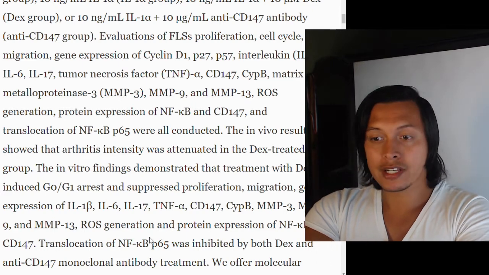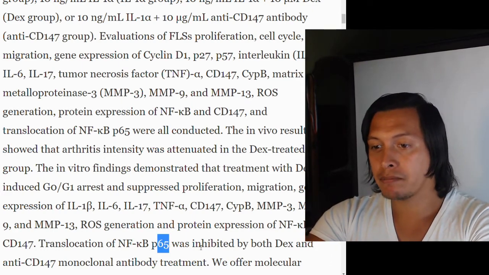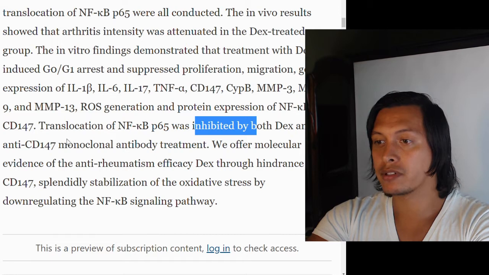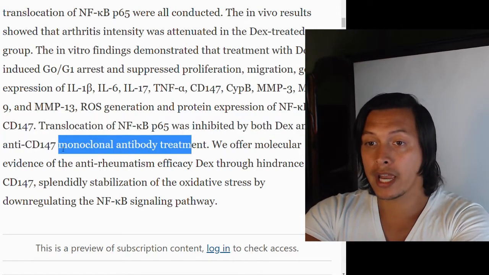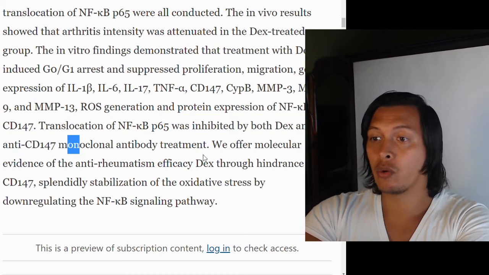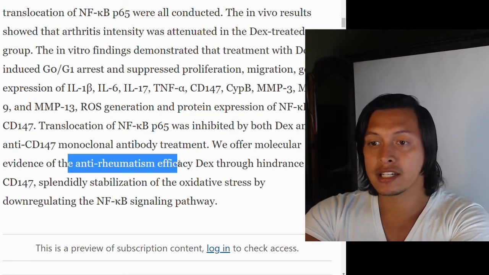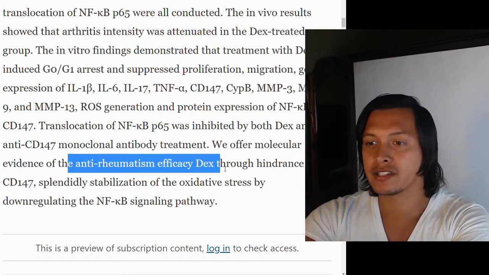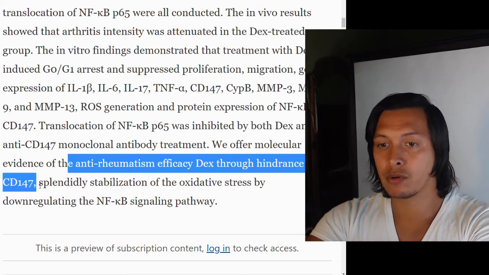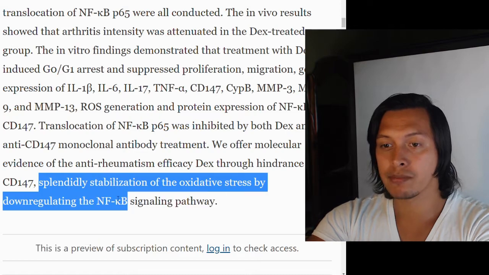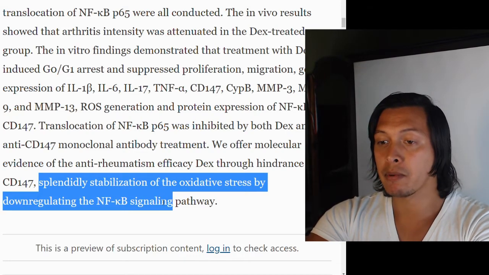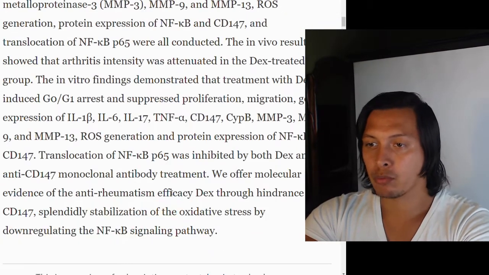And so translocation of nuclear factor Kappa B P65 was inhibited by both dexamethasone and anti-CD147 monoclonal antibody treatment. So we offer molecular evidence of the anti-rheumatism efficacy of DEX through hindrance of CD147, stabilization of the oxidative stress by downregulating the NF-kappa B signaling pathway.